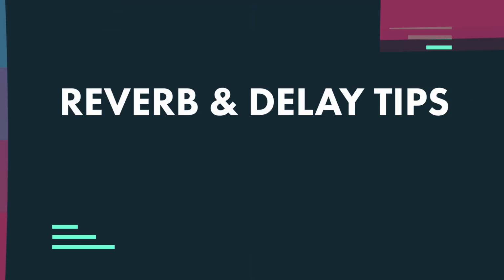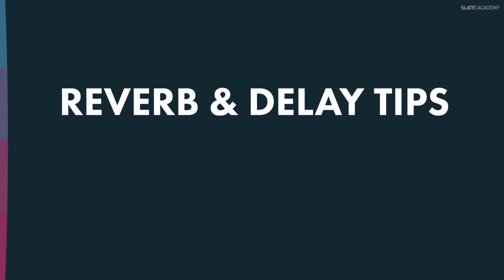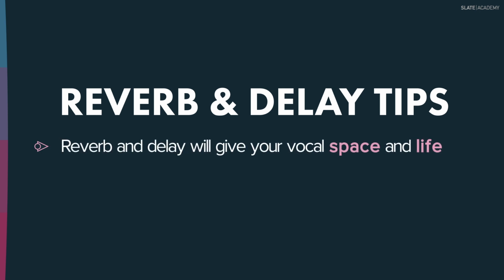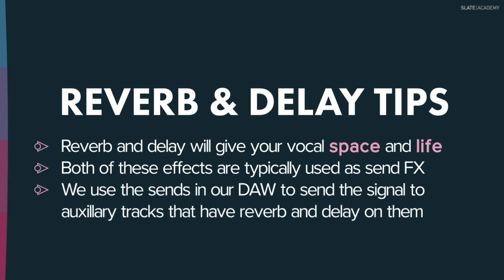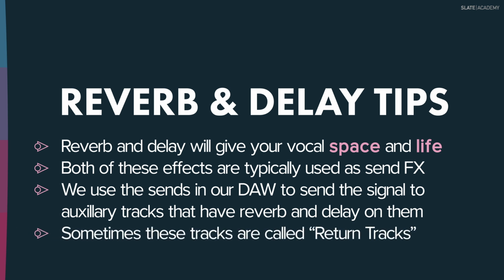The final ingredient to a pro vocal chain is reverb and delay, which will give your vocals space and life. Both of these types of effects are typically used as send effects. This means that we use these sends in our DAW to send the signal to auxiliary tracks that have reverb and delay on them. Sometimes these tracks are called return tracks as well.